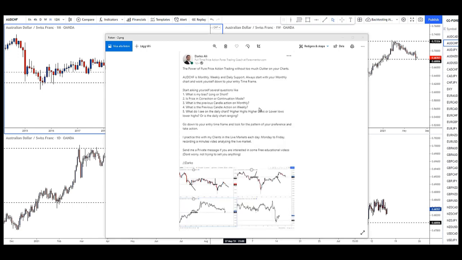On my LinkedIn account, I had a post some days ago about Aussie Swissy. That specific post got lots of attention, so I want to make a video out of it. I will show you the charts, and the questions you need to start asking yourself are: what's my bias, long, short, or actually sideways? Is price correcting itself, or is it in a continuation mode? What is the previous candle action on a monthly chart, on a weekly chart? What's the daily chart doing? And also, what's the 4-hour chart doing, your entry time frame, etc.